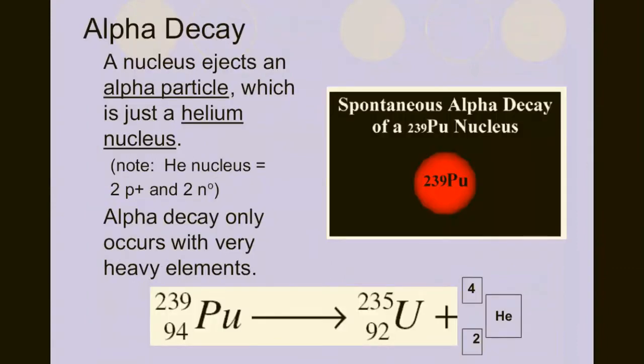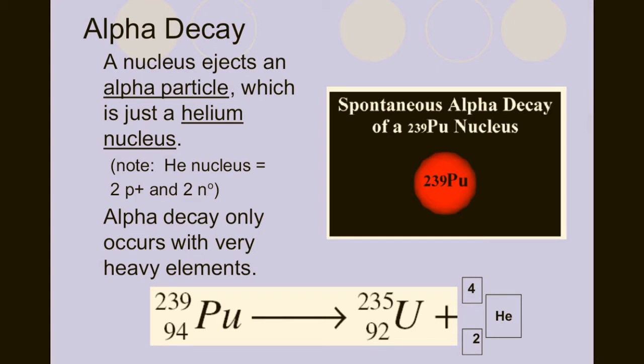Let's look at alpha decay, which is when a nucleus ejects an alpha particle, which is basically a helium nucleus. You'll see reactions occur. Now, as we said, alpha decay can only occur with heavy elements. In this case, we are seeing a spontaneous alpha decay of the plutonium-239 nucleus. Now, remember that the helium is essentially two protons and two neutrons, giving a mass of 4. And the atomic number of that would be 2 for the 2 protons.